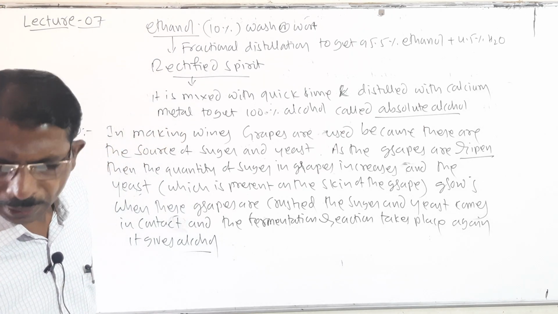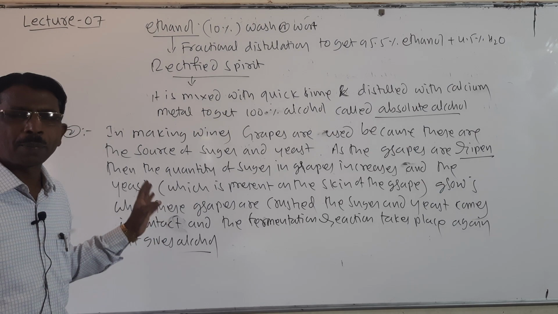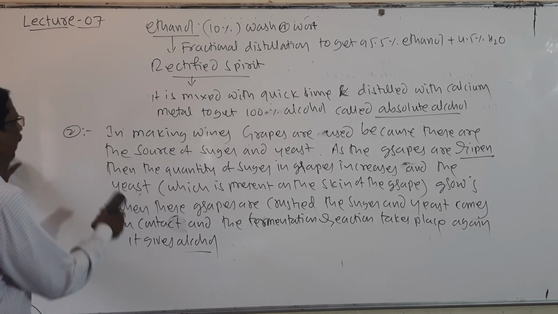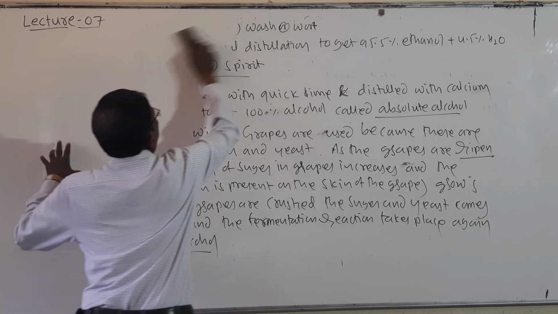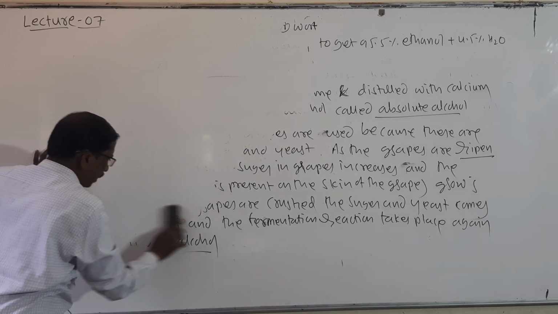So these two are the methods by which alcohols are obtained or manufactured in large quantity. So then, students, here let us see: what are the important properties of these alcohols?